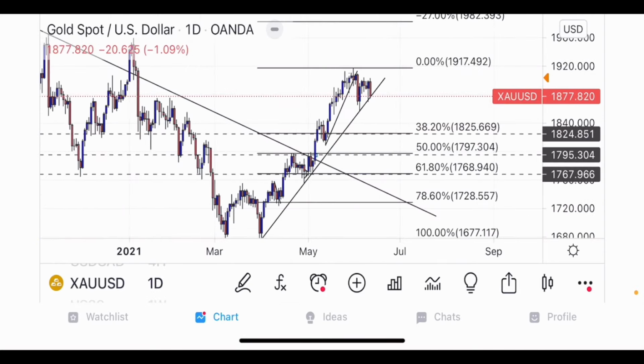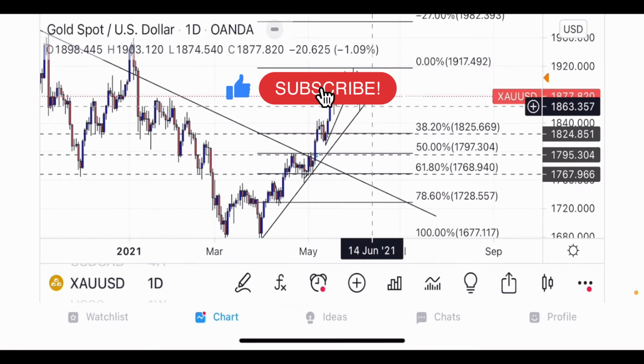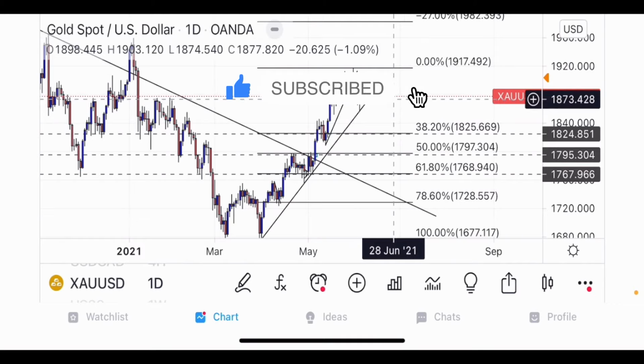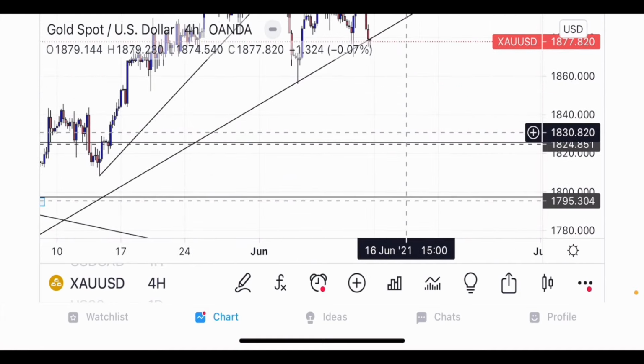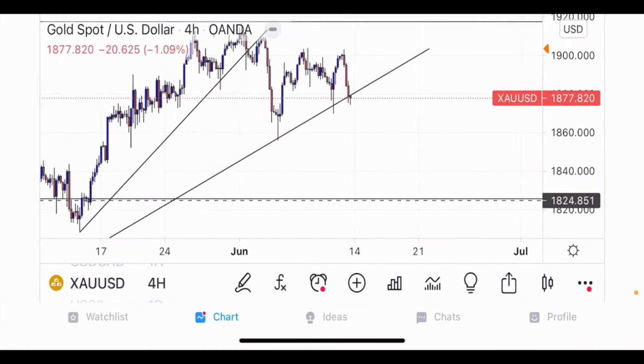In case of a bearish scenario, if the price breaks this bullish trend line, it's going to break the trend line, come back to retest the trend line and the support and resistance, and then it's going to fall down to either one of these levels. For accuracy, let's go down into a lower time frame, for example the 4-hour.